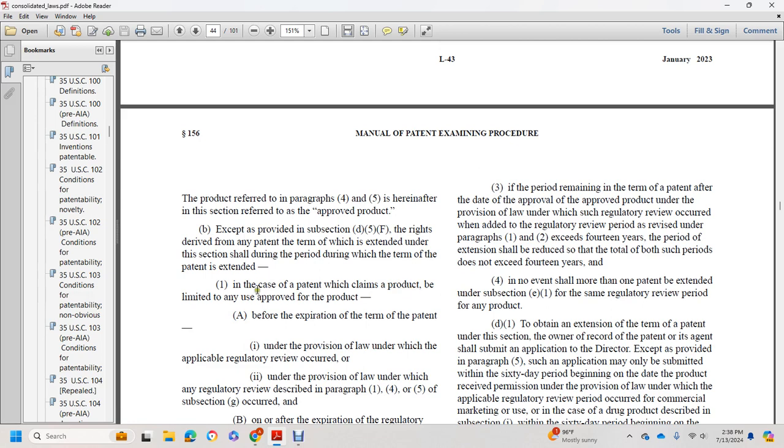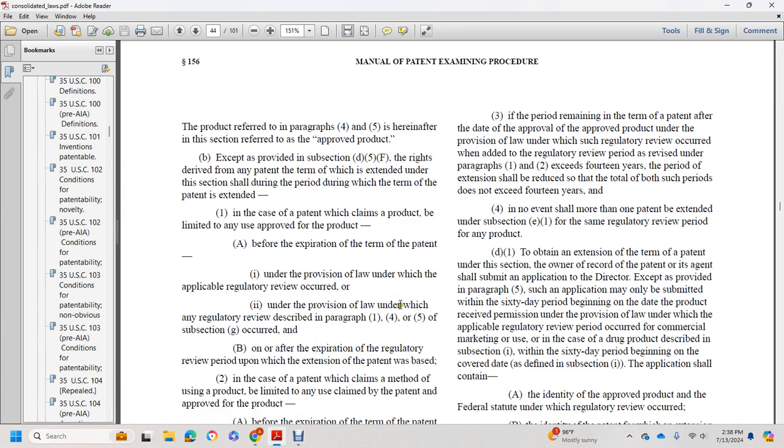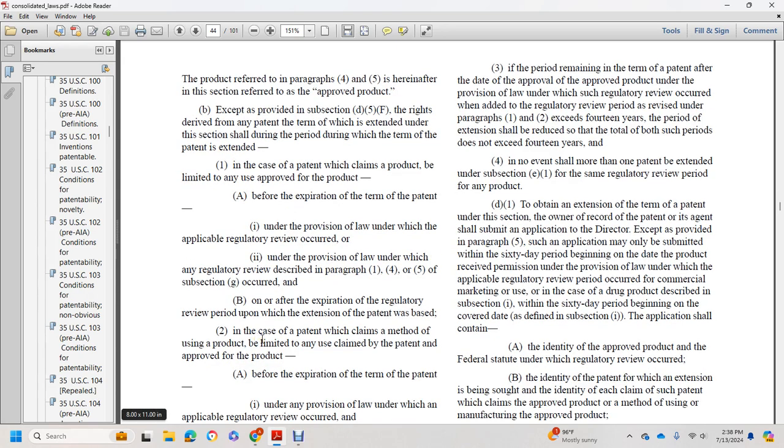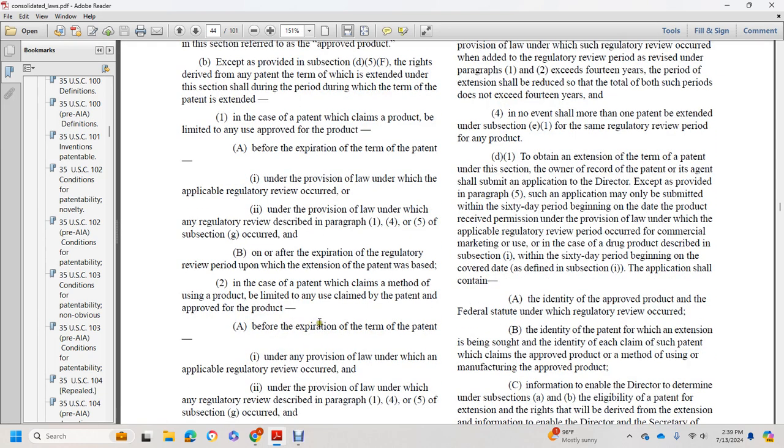In the case of a patent that claims the approved product, before the expiration of the term of the patent, 1, under the provisional law limited to the applicable regulatory review occurred, 2, under provisional laws under which the regulatory review described in paragraphs 1, 4, and 5 of subsection G occurred, B, on or after the expiration of the regulatory review period on which the extension of the patent was based. 2, in the case of a patent that claims a method for the use of the product, claim limited to the patent and proof of the product, A, before the expiration of the term of the patent under any provision of law under which the applicable regulatory review occurred.